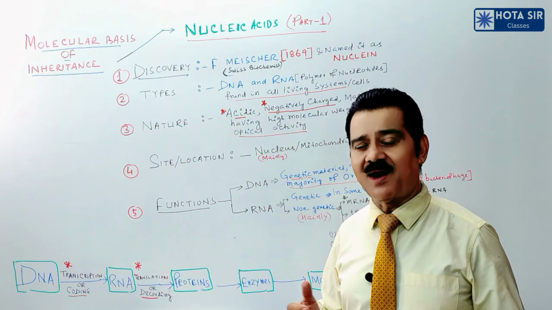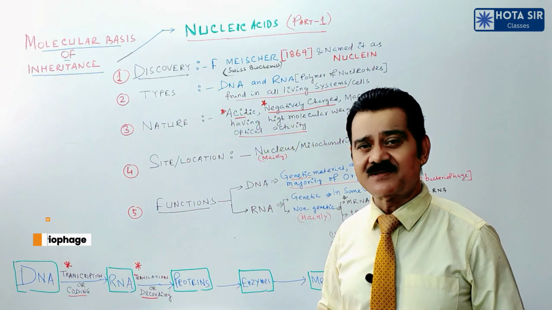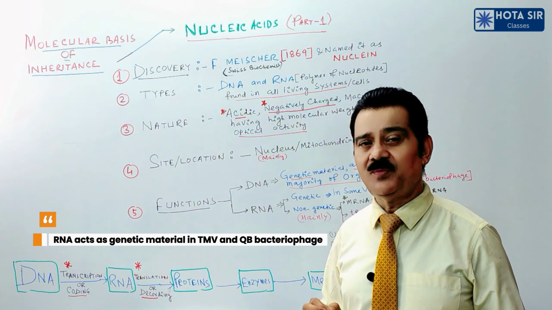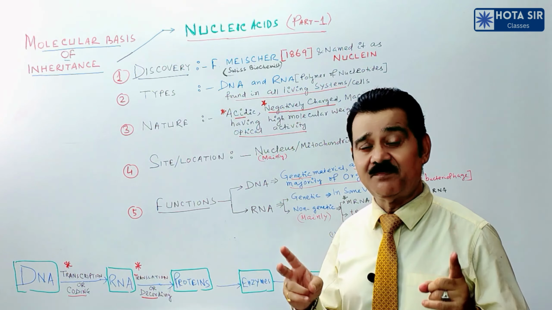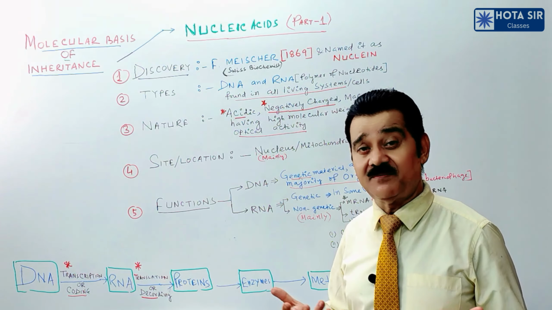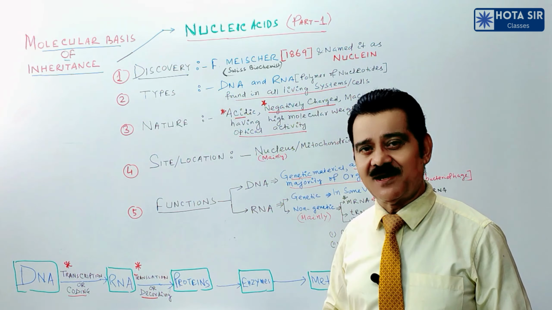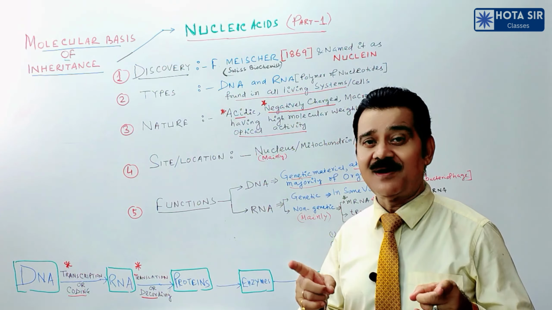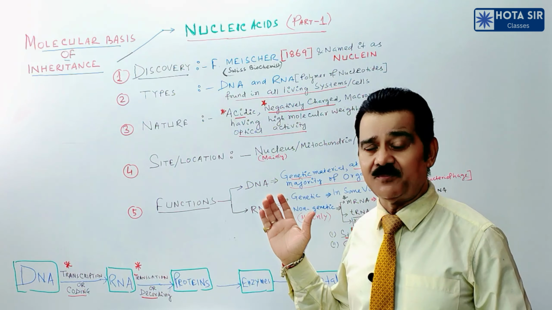Examples are most plant viruses like TMV, a few animal viruses like influenza viruses, and bacteriophage, Qβ bacteriophage. So Qβ bacteriophage has RNA, TMV also has RNA. Please remember these two examples at least. Qβ bacteriophage is very important because all bacteriophages have DNA, as you have studied in standard 11. But this is the only bacteriophage, Qβ bacteriophage, having RNA, my dear children, okay? Non-genetic RNAs mainly help in protein synthesis.